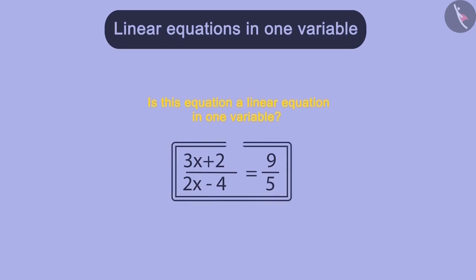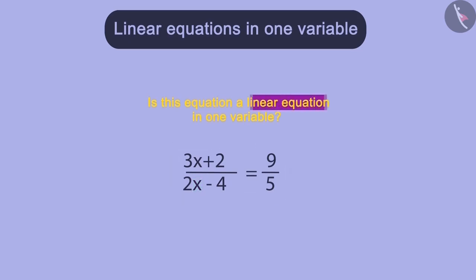As of now, this equation doesn't seem to be a linear equation in one variable because the variable x is in the denominator as well. But can we change such type of equations into linear equations in one variable? For this, we have to remove x from the denominator. How do we do this?